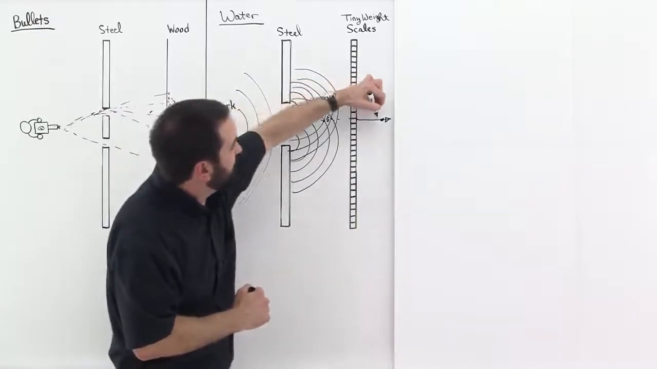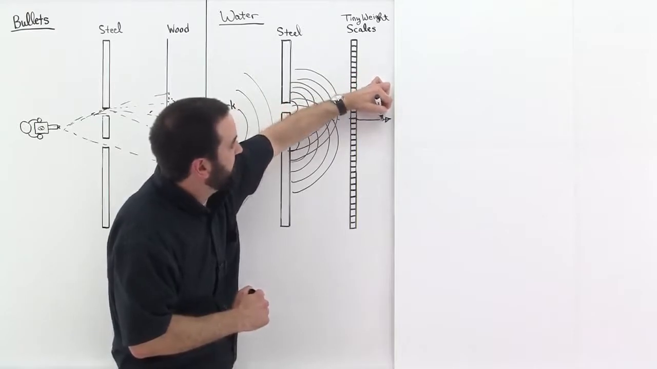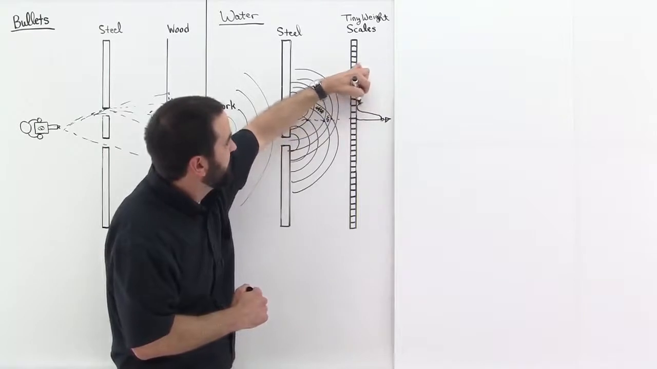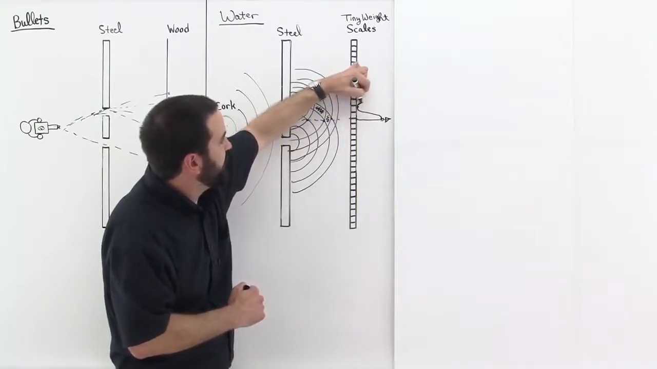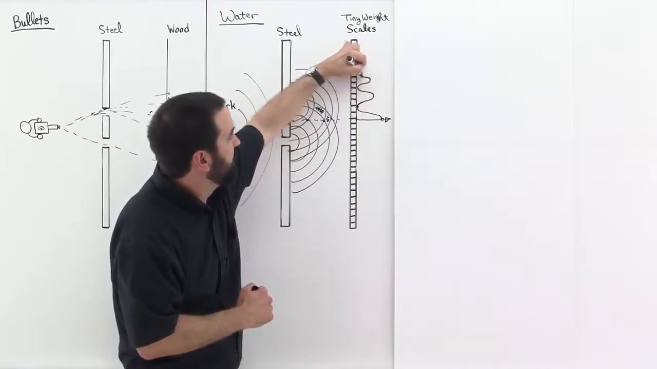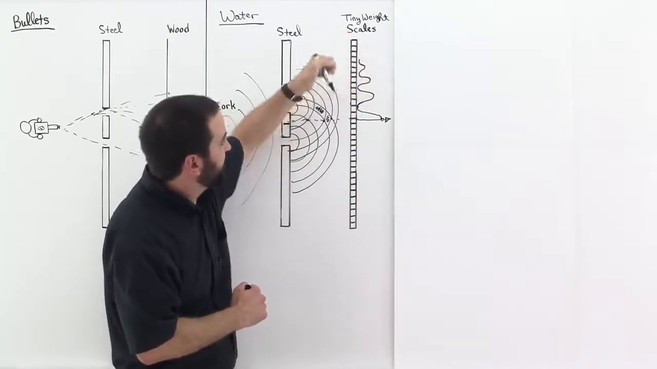And we'll get a plot that looks something like that, with the most water arriving in the middle. And then less and less water, and then very little water right here, and then more water, and then less and less water, and then more and more water. And so we get something like that.